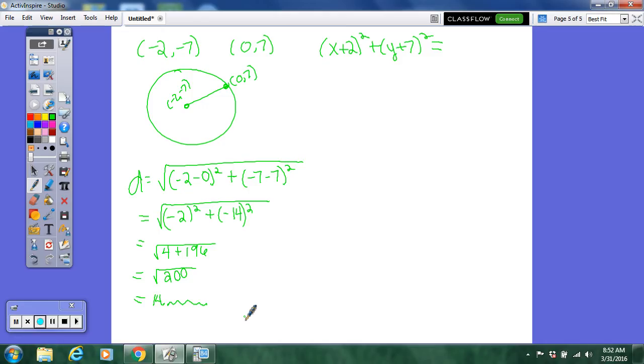Don't do the square root of it. Don't make it a decimal. What do we do to it when we put it in the equation? We square it, right? So when we do this, if I take the square root of 200 and I square it, what happens to the square root and the square? They cancel. So you're just left with 200. Well, the radius squared is 200. The radius is not 200, but when you put it in the equation, it's 200.